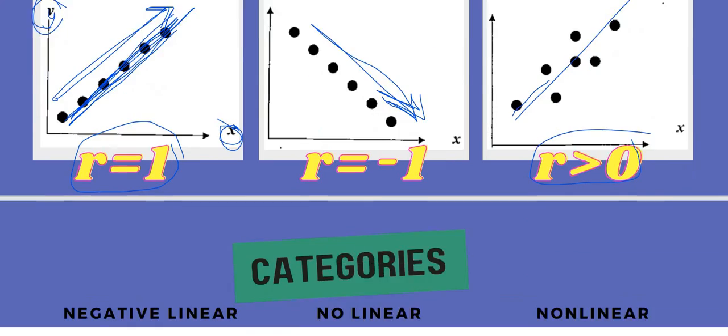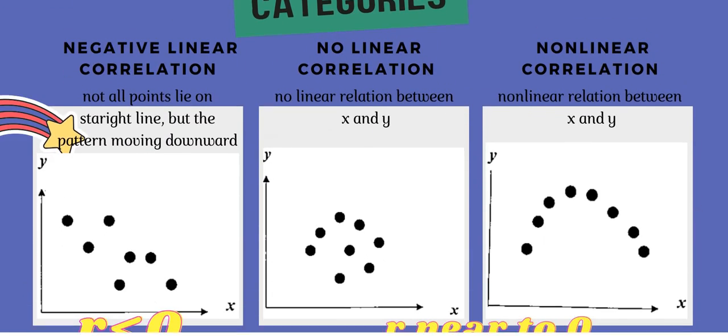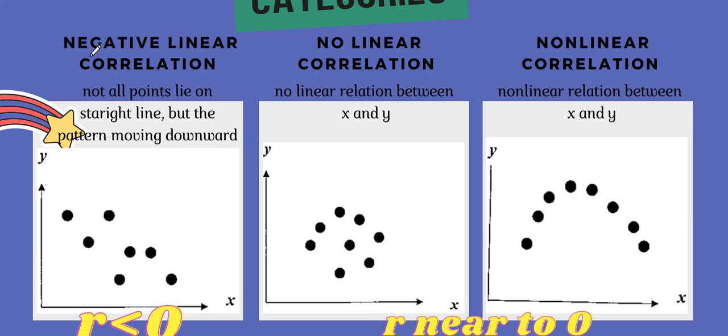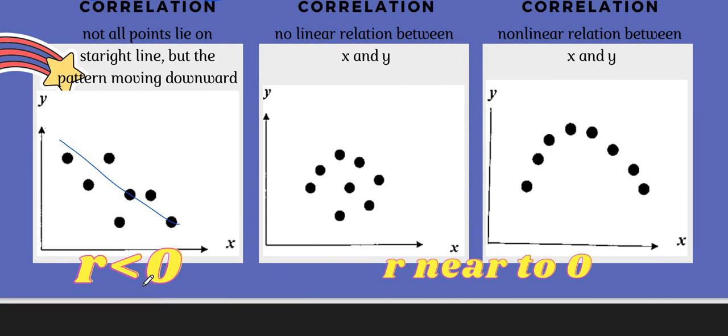Okay, next. Another category that we have here is negative linear. So it's similar to the previous one, which is positive linear, but it's downward. So this is negative, and the R here is negative, less than 0. The R is negative, less than 0, it will be negative.